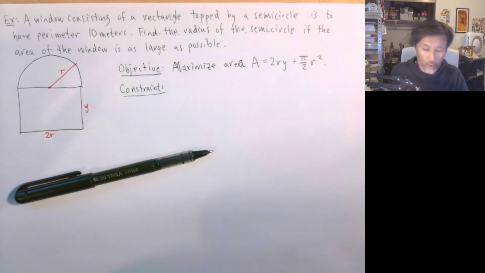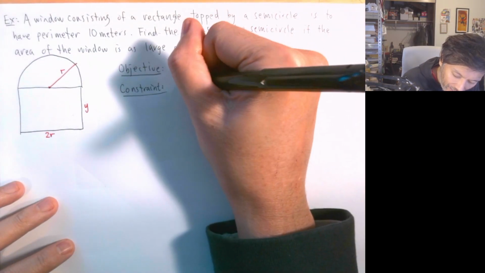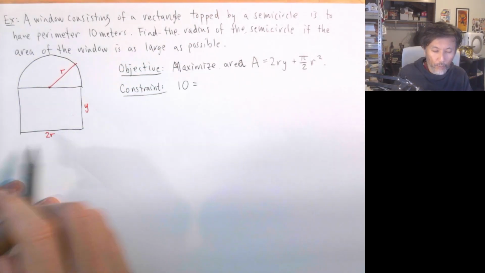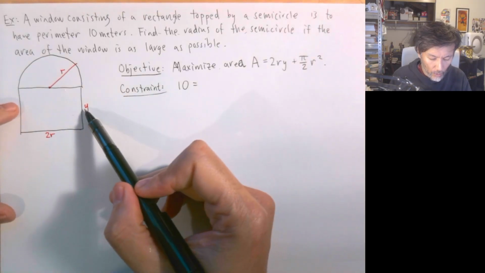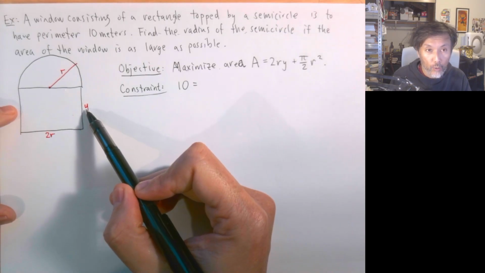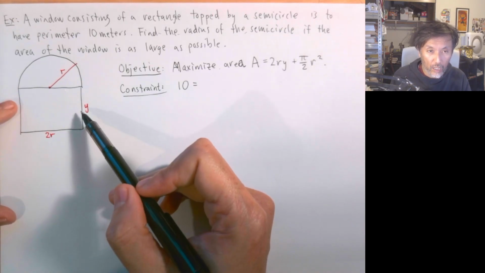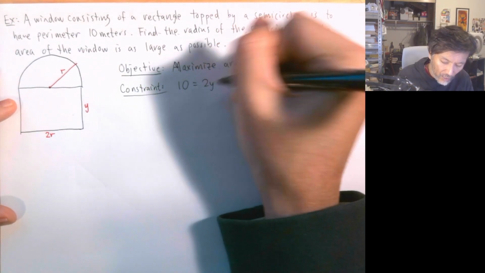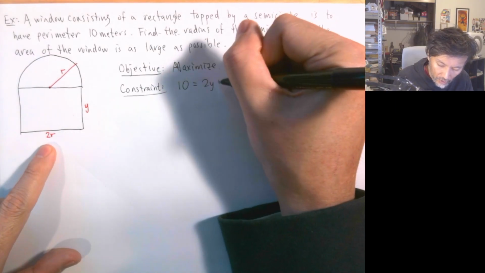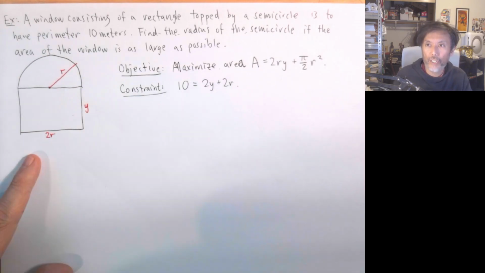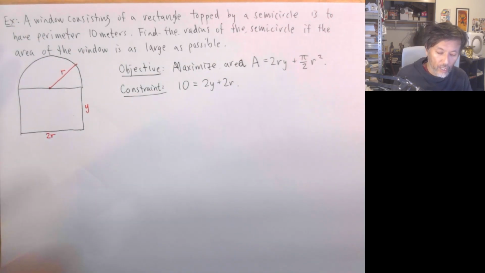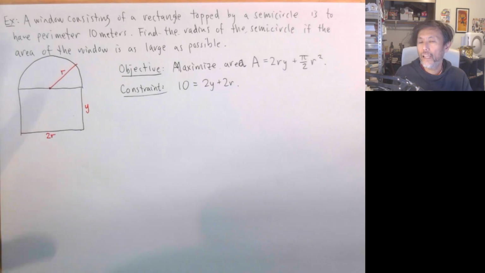Okay, so now we have the fact that 10 is going to be the perimeter of this window here. The contribution from the two sides that are vertical is 2y. The contribution by the bottom is 2r. And then we have the contribution of the semicircular part here. Of course, the semicircular part is half the circumference of the full circle.